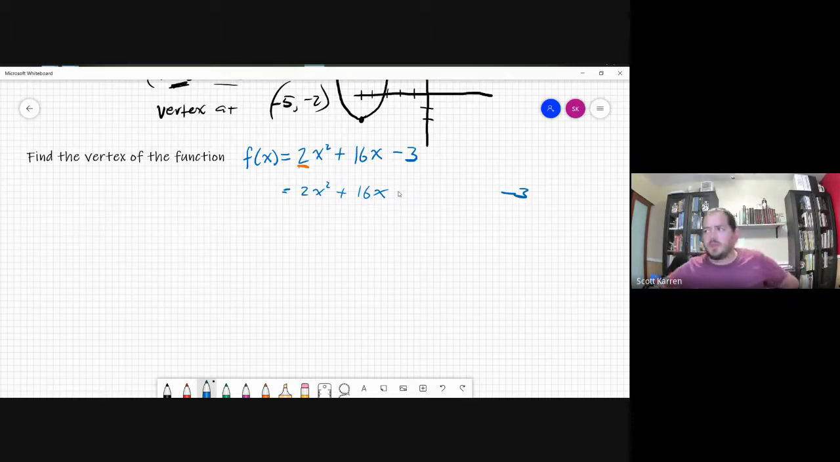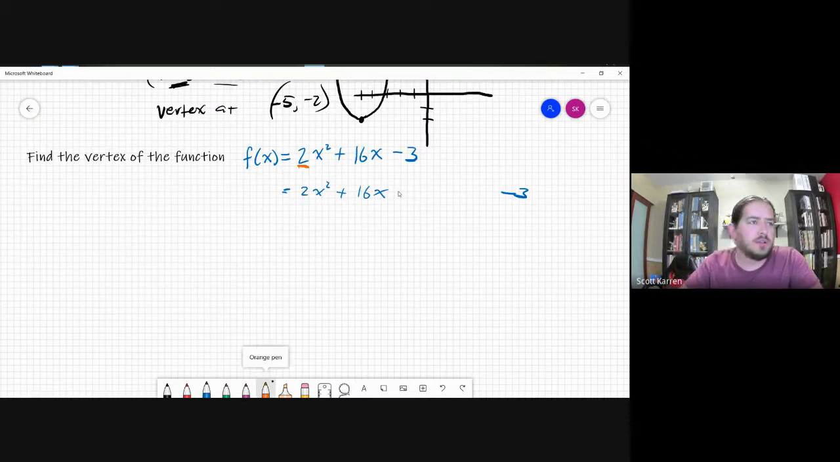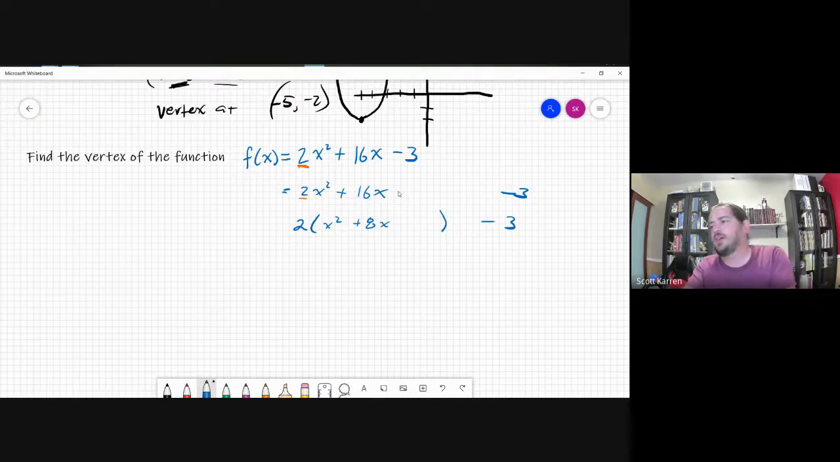Right? But now with my x terms, both the x squared and the x term, I'm going to factor out this 2 from both of those. And so I've got a 2 on the outside here. This is x squared plus now 8x. And I'm not going to include this minus 3 in that factoring, because it's not divisible by 2, but I just don't want it there. Just stay out of my way for a little bit until we're done, right?